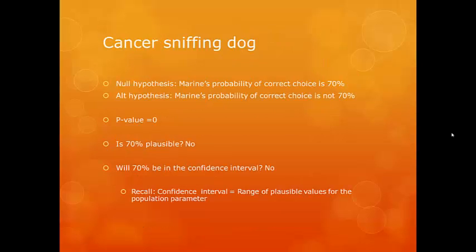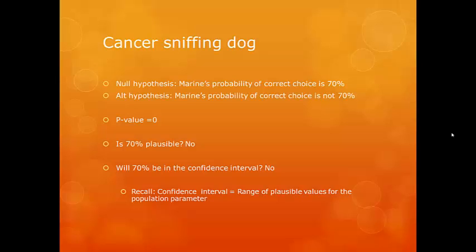We could test the null hypothesis that Maureen's long-run probability of making a correct choice is 70%. Then the alternative would be that it's not 70%. If you do that test, you obtain a p-value of approximately 0. This means that 70% is not a plausible value for Maureen's long-run probability of making a correct choice.